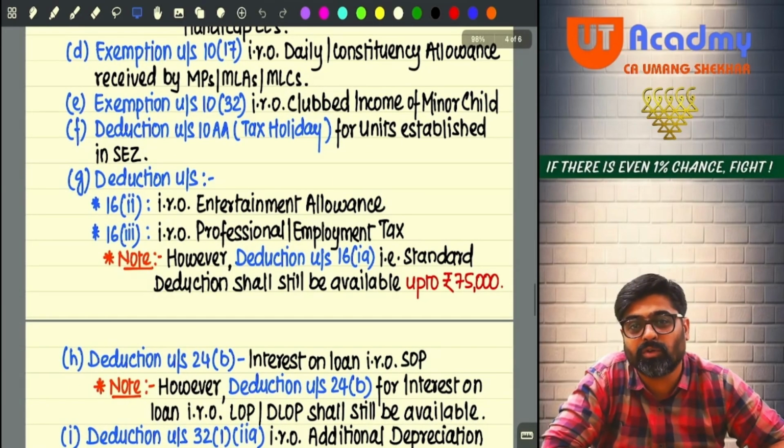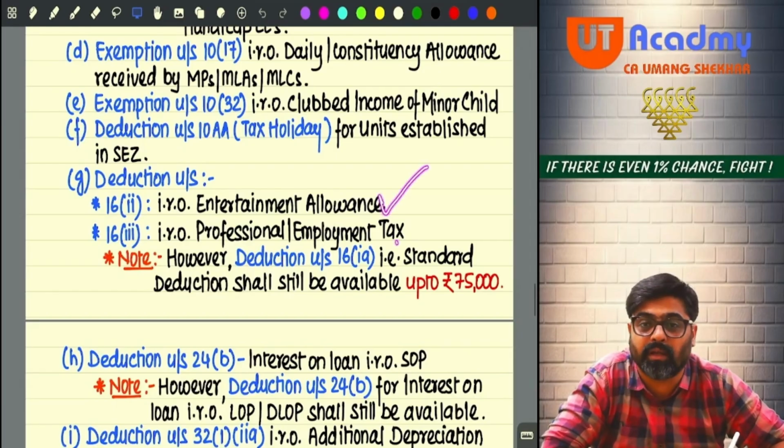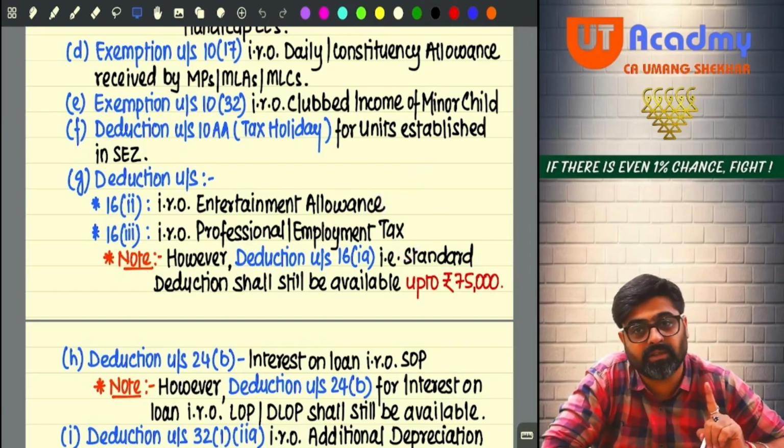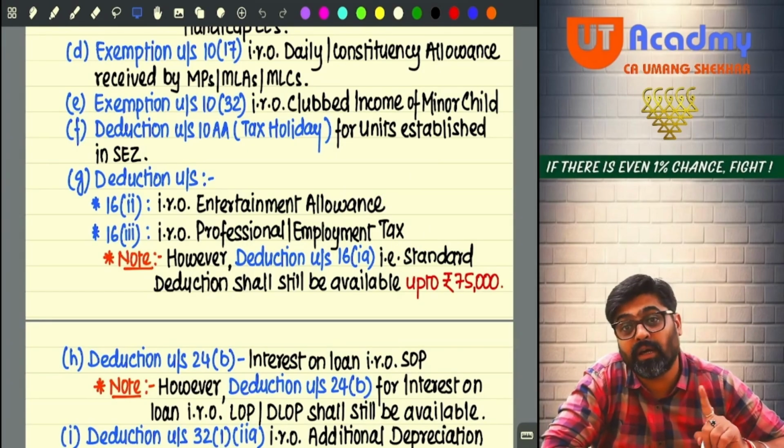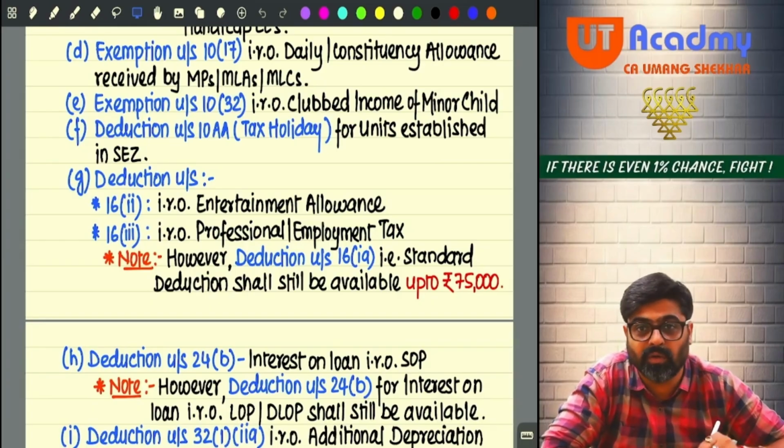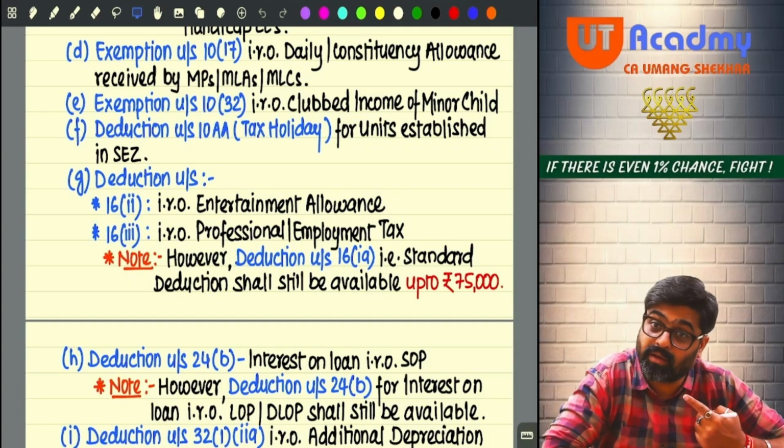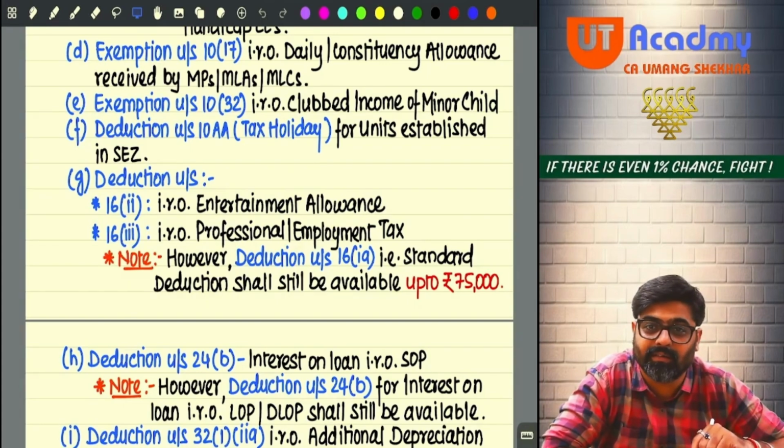Then do you remember the entertainment allowance which we used to get? Then professional tax deduction which we used to get under the head salary, that will also not be allowed. But remember, standard deduction you are going to get. There you are going to get 50,000. Here you are going to get 75,000. Another effort to keep you in the default tax regime. There you are going to get only 50, come here, we are going to allow 75. Stay here. Don't shift out.